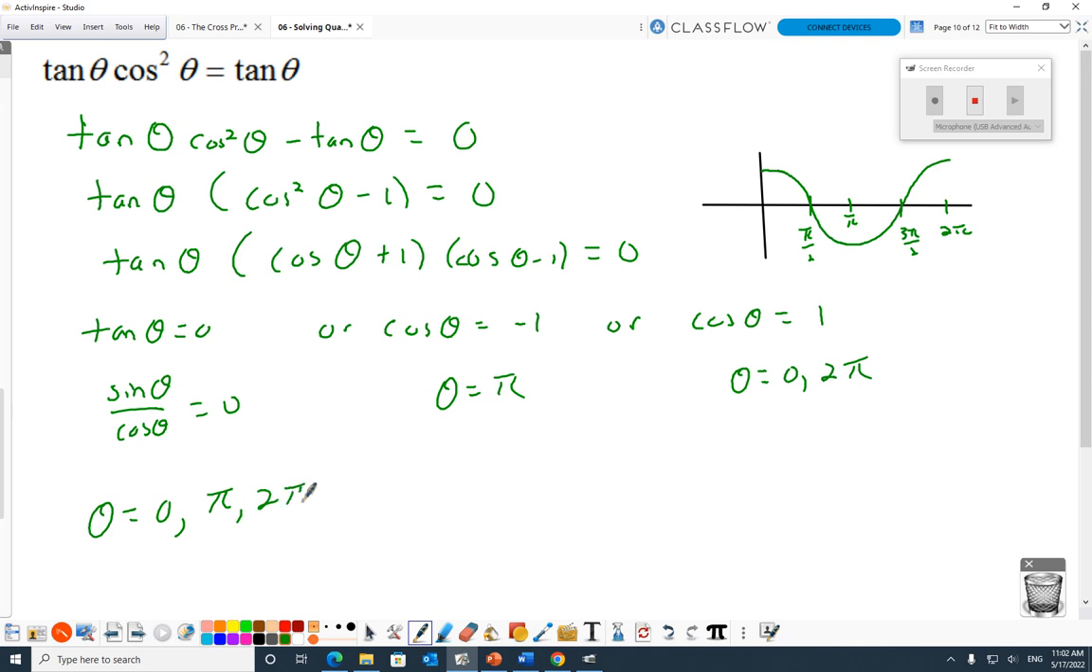I'll be honest, I find sine easier to memorize. 0, pi, 2 pi, that's for me personally. Cosine I always have to think a little bit more. I got the same answers on both sides here. That's just a random coincidence. I wasn't trying to prove some point there. That's just the way that question happened to work out.